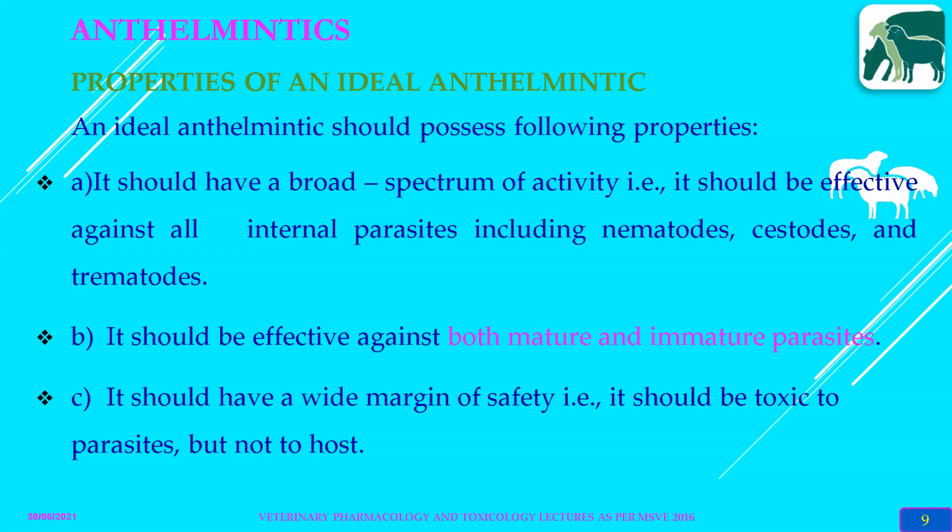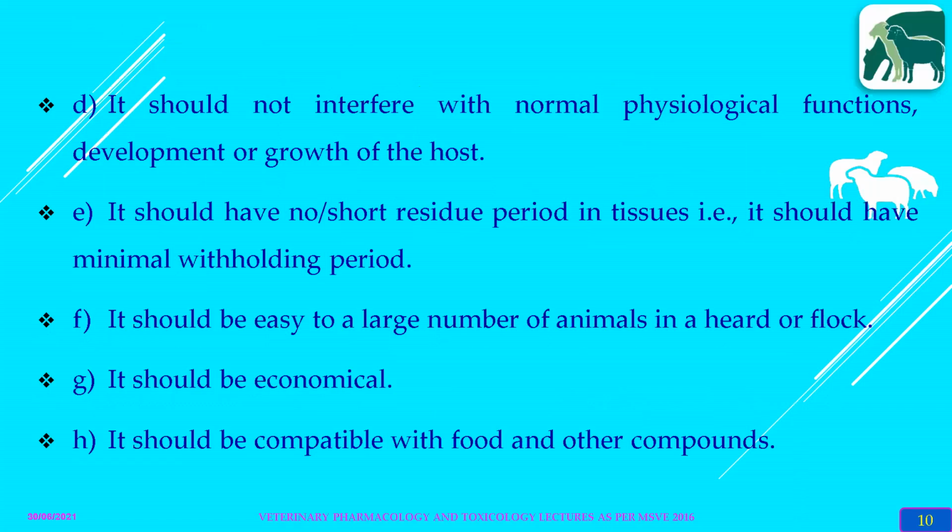The example is fenbendazole. It is highly effective against most of the nematodes, but it has the least effect on the host. So at least we are able to meet one of the criteria to be an ideal anthelmintic. And it should not interfere with normal physiological functions, development, or growth of the host. This is very true in the case of a few of the anti-nematodal drugs. But anti-cestodal and anti-trematodal drugs have little toxicity.